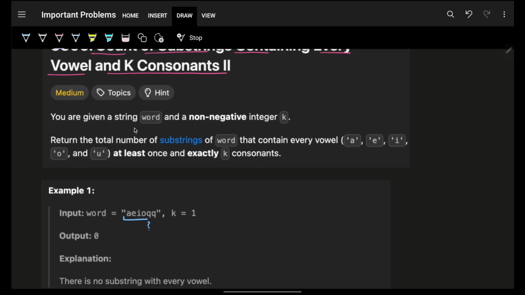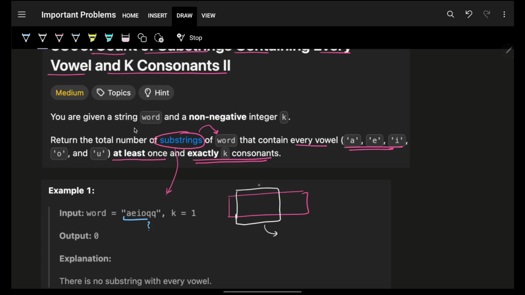So we are given a string word and a non-negative integer k. I have to return the total number of substrings of word that contain every vowel A, E, I, O, U at least one time, and exactly k consonants. Isn't it simple that I can run two for loops to get every possible substring, and then another for loop to get the count of vowels and the count of consonants in that. The vowel count should be at least 1 and consonant count should be exactly k.